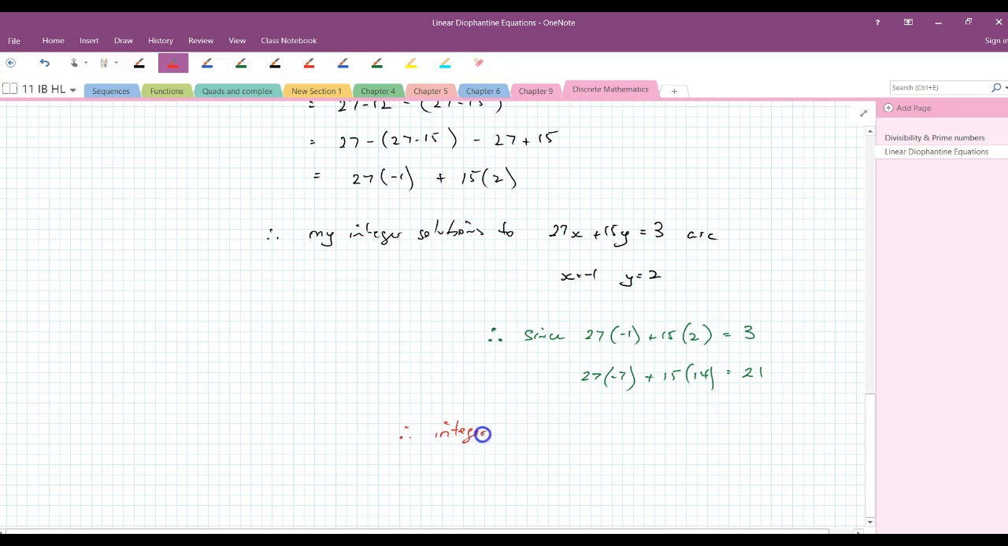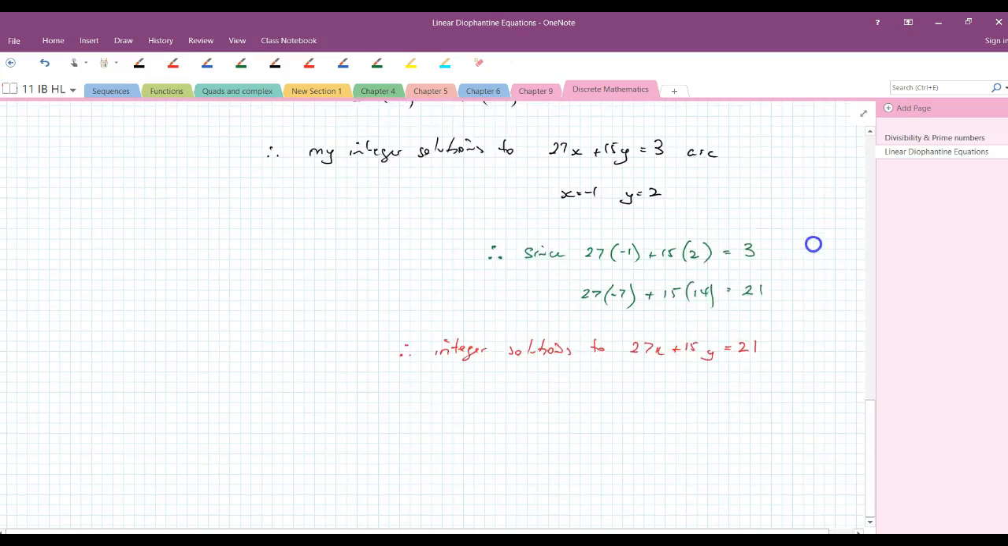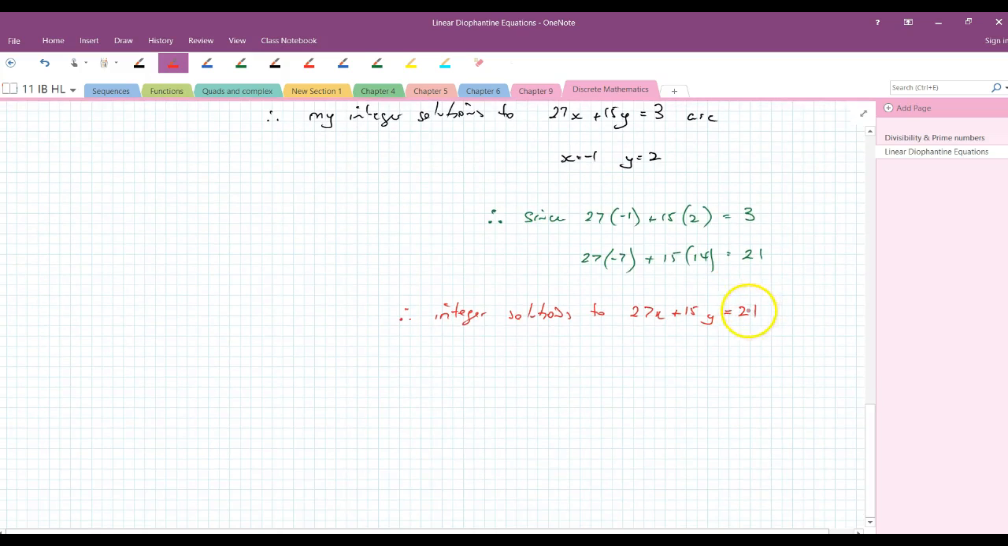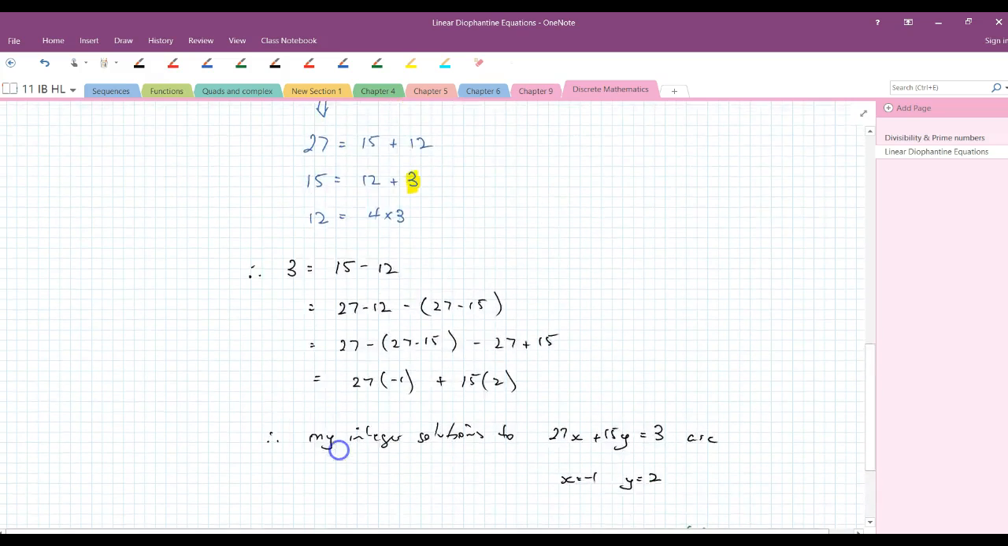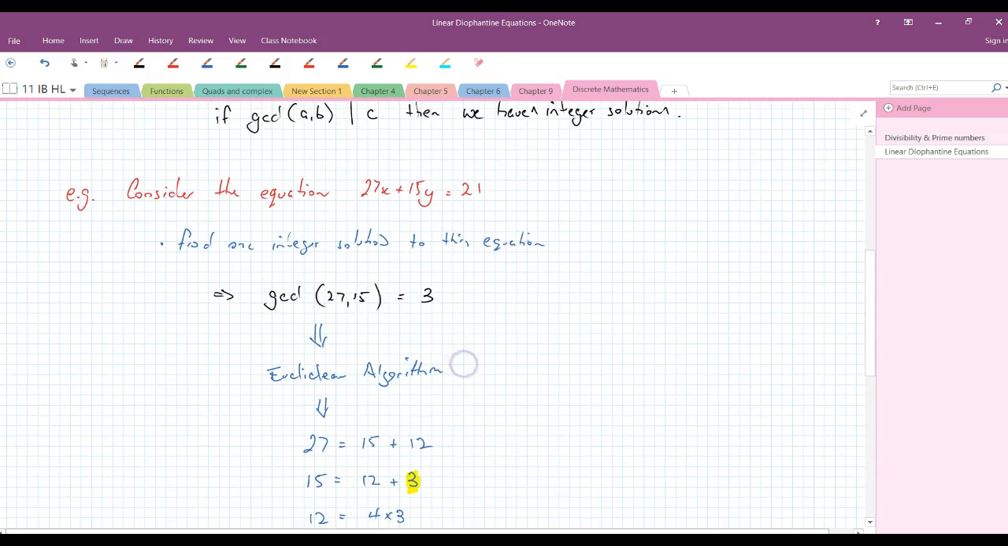So therefore, integer solutions to 27x plus 15y equals 21. All right, remember 21 needs to be a multiple of my greatest common divisor. Our x is equal to minus 7 and y is equal to 14. All right, so there are my integer solutions to this equation here, and that was my task.